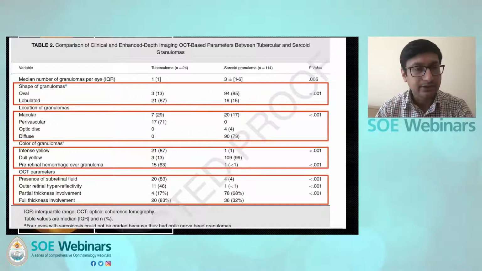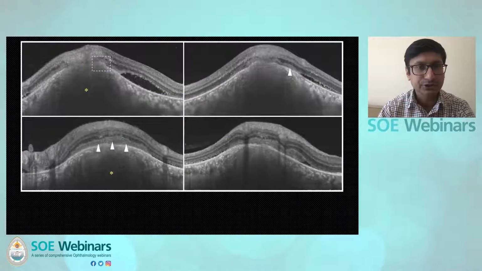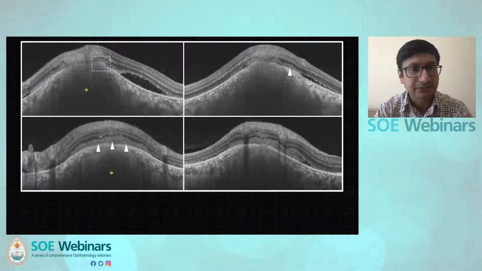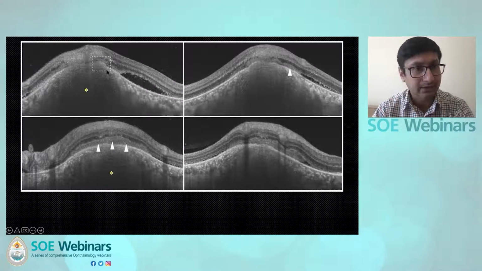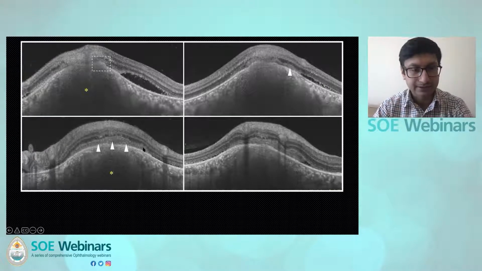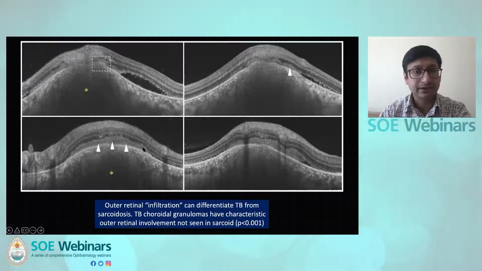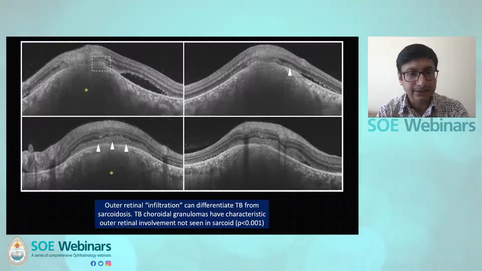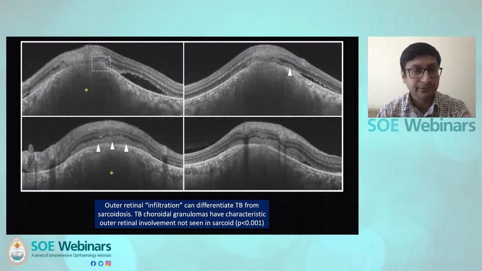OCT is very useful, and you can see that if there is presence of outer retinal hyperreflectivity, that goes in favor of TB, and I'll just show you on this slide. This is a patient with a large TB choroidal granuloma, and you realize that there is fuzziness of the outer retina with a breach of the RPE. And you can see this in some of the other slides. Along with intraretinal, there is subretinal fluid and outer retinal fuzziness. This outer retinal fuzziness or infiltration is highly characteristic of TB, and it can differentiate from sarcoidosis with a very significant p-value.